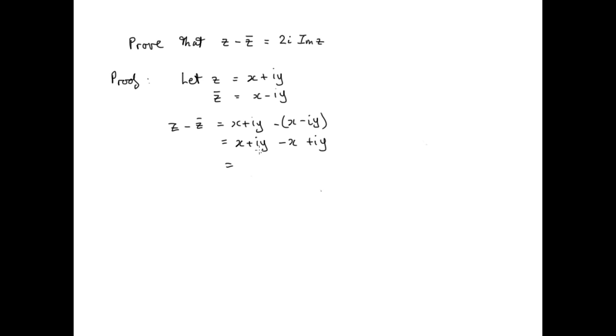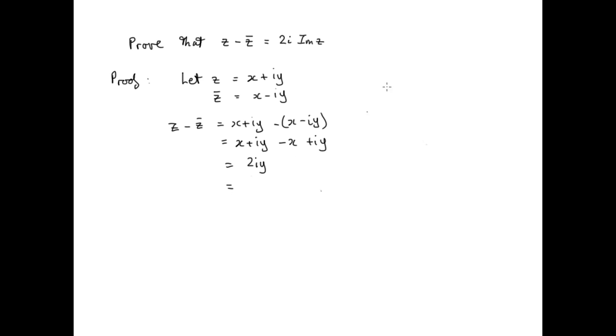So here's the proof. We'll let z be the complex number x plus iy. Then we know its conjugate will be x minus iy. So we know the difference of these two complex numbers, x plus iy minus x minus iy, will be given by 2iy. The real parts cancel. iy plus iy gives you 2iy.